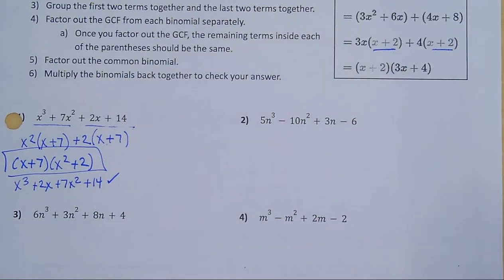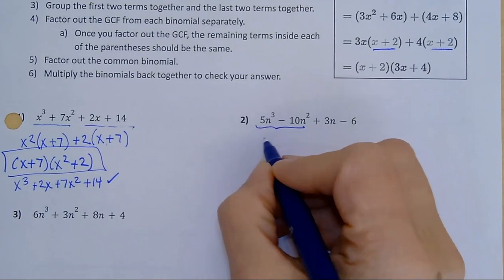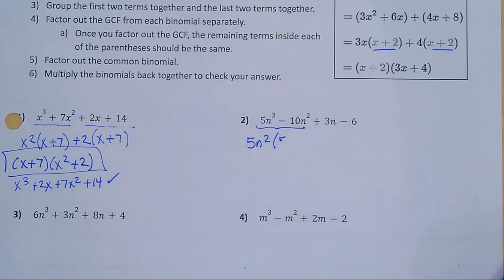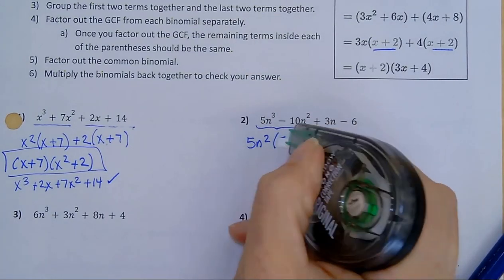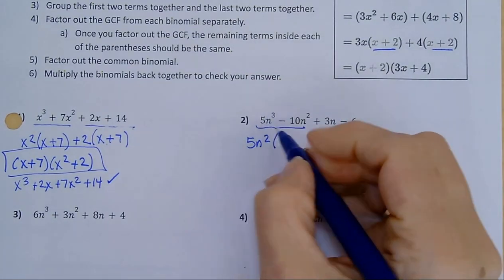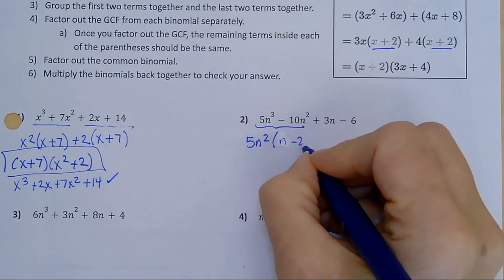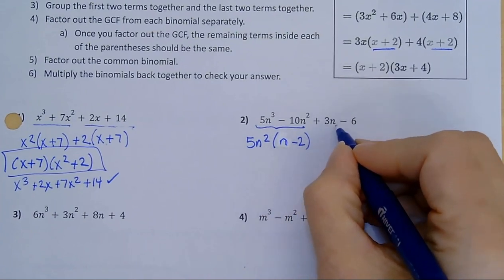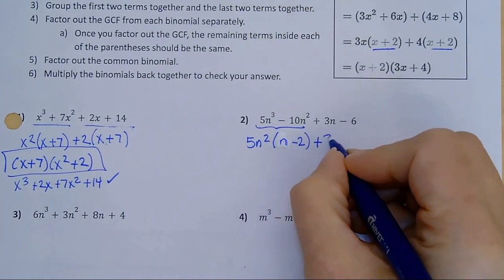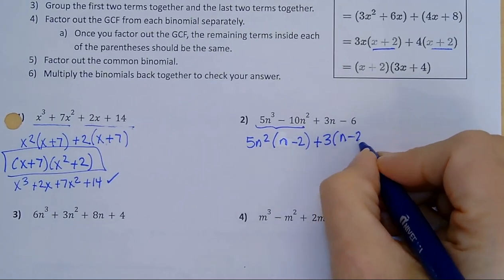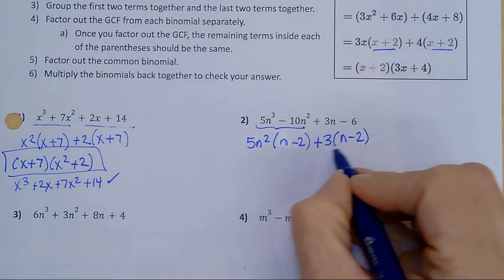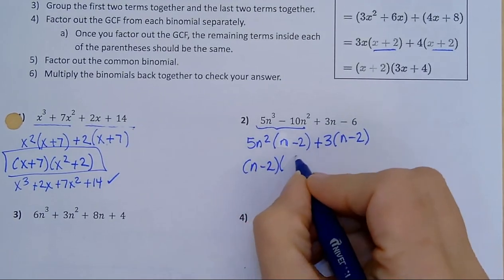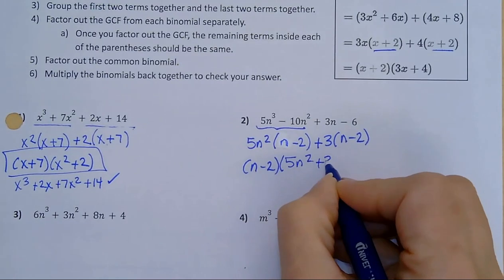Okay, 5n cubed minus 10n squared plus 3n minus 6. I don't see anything that comes out of all of them, so I'm going to group. And I'm going to pull 5n squared, and I have 5, oops, I don't have 5n, I just have n. When you divide 5 by 5, you just get 1. So I'm left with n minus 2. Over here, plus 3n minus 6, I'm going to take out a 3, and I'm left with n minus 2. I love that because I have a matching binomial, so I have n minus 2 from both of them. What I'm left with is 5n squared plus 3.